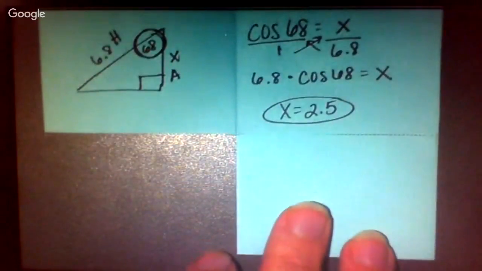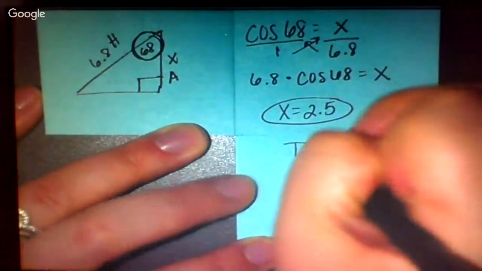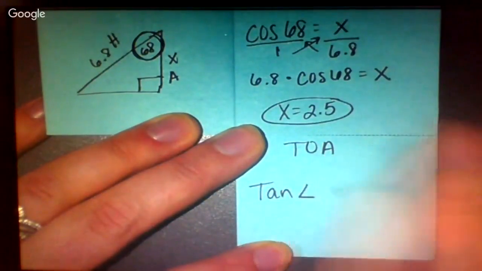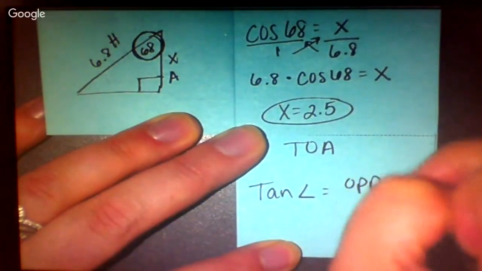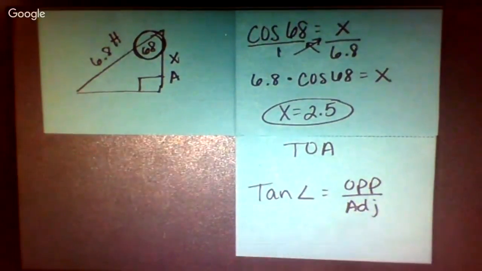You know. Okay, the last one. Which one haven't we talked about? Tangent. So we're going to look at TOA. And again, the tangent of the angle equals your opposite over your adjacent, TOA. That gives you the exact order that it needs to go in. Tangent equals opposite over adjacent.